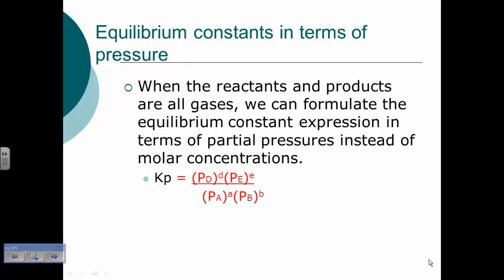The only difference is instead of using brackets, we use a capital P to denote pressure.